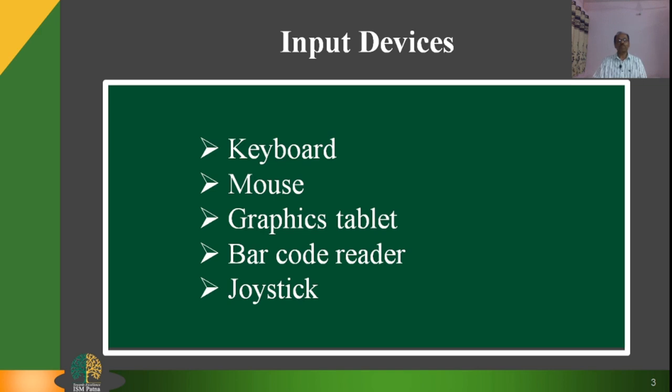The next is a joystick. Joystick is a remote control device for a computer which is used for playing video games. To indicate the position, it has a stick that pivots on a base and is used for controlling the action in video games.